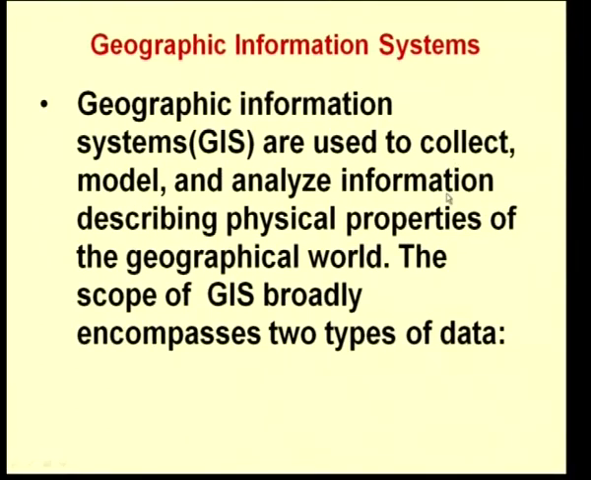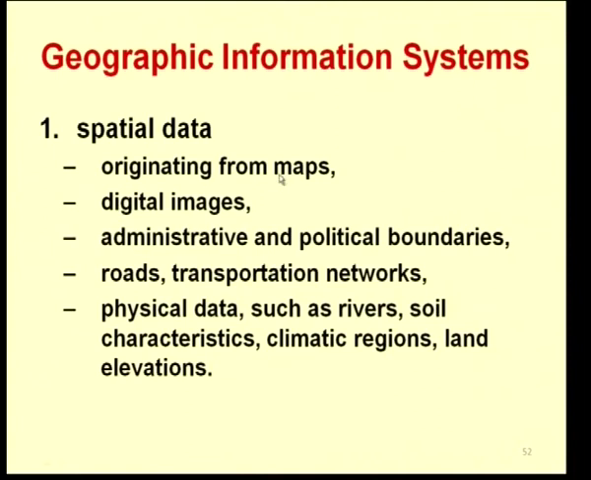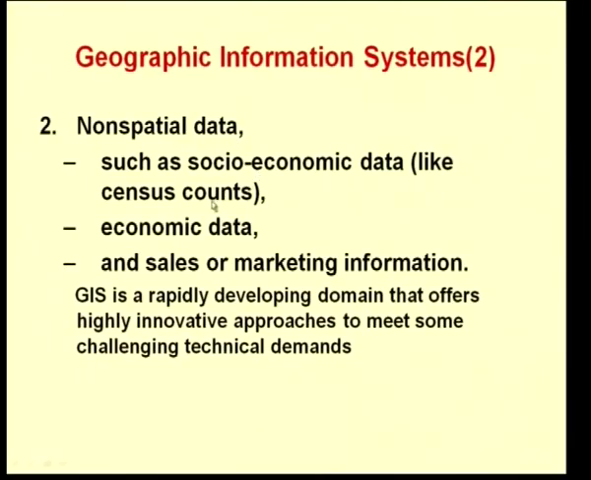The final set of applications that we are going to look at is what are called GIS applications. Geographic information is used to collect, model and analyze information describing physical properties of the geographical world. Two types of data are normally there. One is spatial data, typically from a remote sensing station, originating from maps, digital images, administrative and political boundaries, roads, transportation networks, and physical data such as rivers, soil characteristics, climatic regions and land elevation. Then you have non-spatial data such as socio-economic data like census counts, economic data, sales and marketing information. GIS is a rapidly developing domain that offers highly innovative approaches to meet some challenging technical demands.